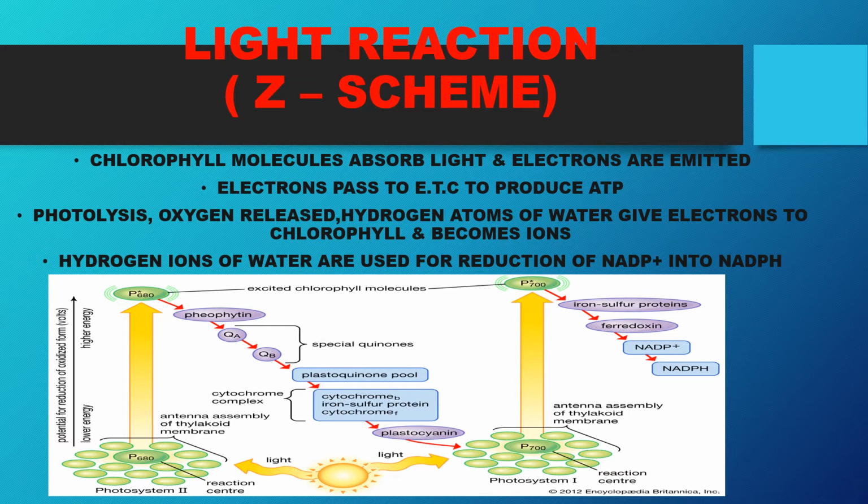Here photolysis, which means breakdown of water molecules, takes place, due to which oxygen is released. Hydrogen atoms of water give electrons to chlorophyll and become ions. Hydrogen ions of water are used for reduction of NADP into NADPH.